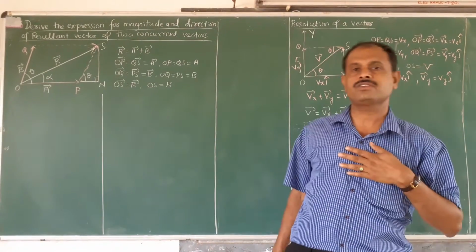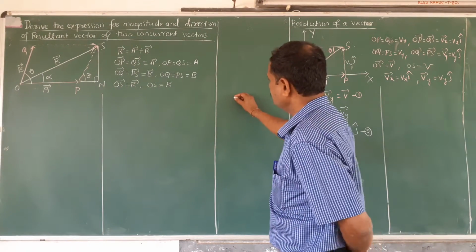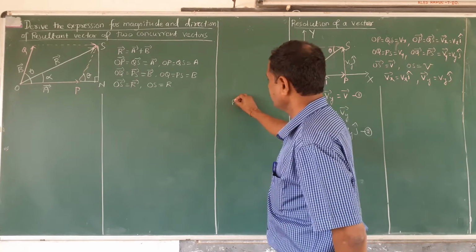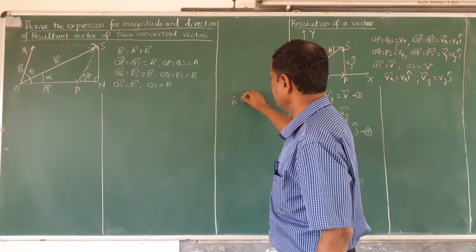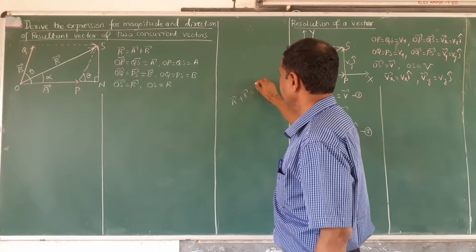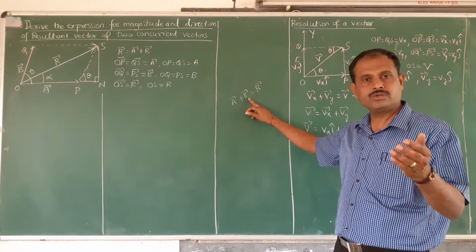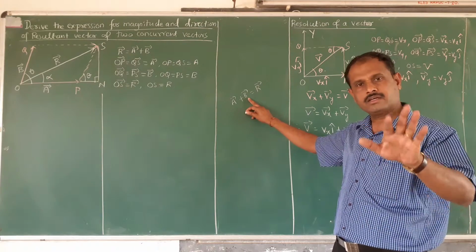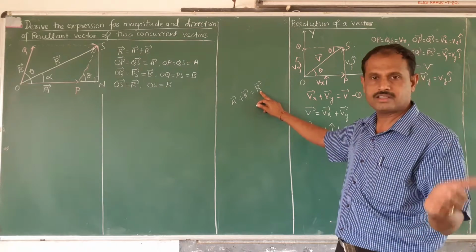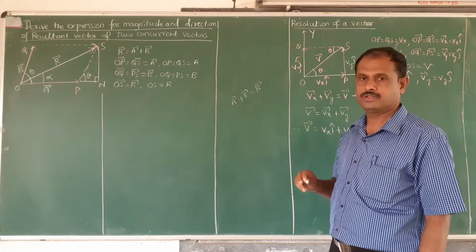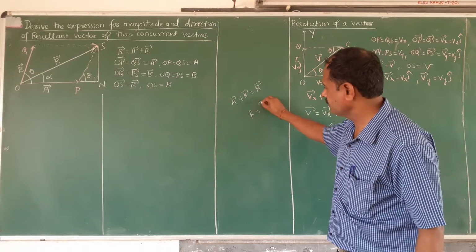In the case of addition of two vectors, suppose vector A plus vector B is equal to vector R. Vector A and vector B are the two individual vectors. They are the concurrent vectors. Vector R is the resultant vector of these two. Now what is its magnitude? That is the question.